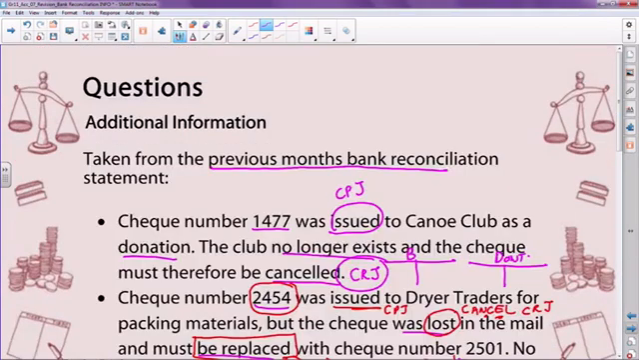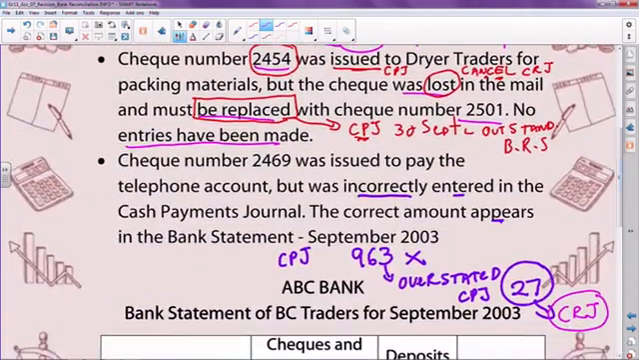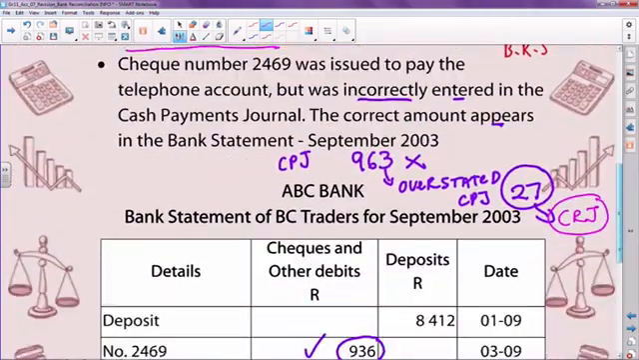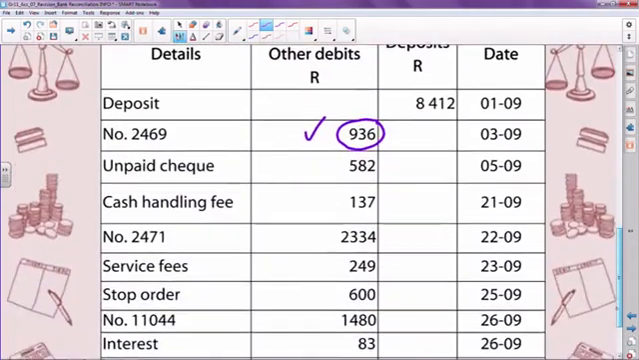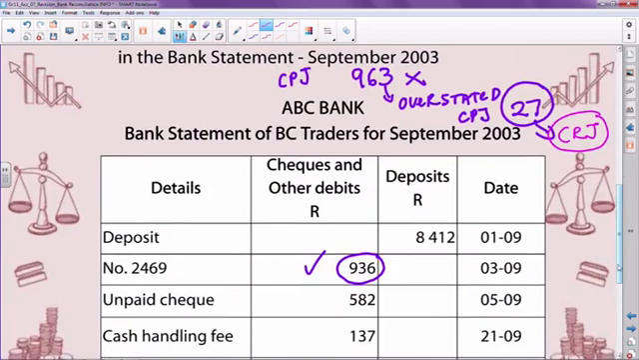Right, so the next bit of information that's given to me is quite interesting. Immediately, what are they giving me? They're giving me the actual bank statement that was received from the bank. So immediately, remember, this is that external document that you're comparing to your records.